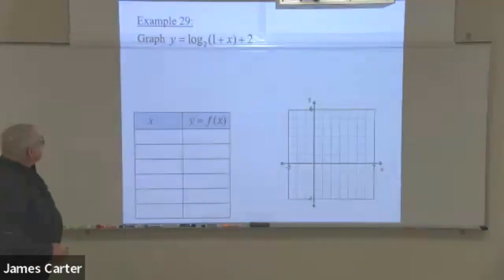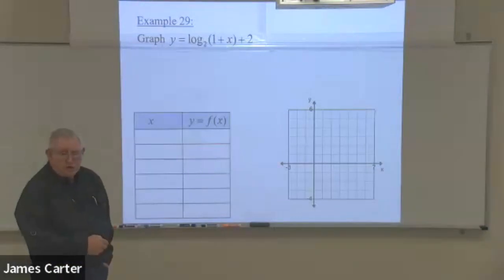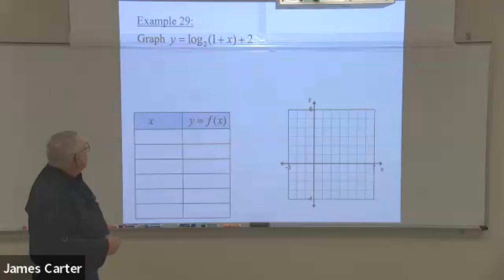Let's look at this one. This one's got a kicker in it. It's got 2 transformations in it. Okay. Instead of just dealing with the log 2 thing, we're going to shift this thing one place to the left and we're going to shift it up 2. Okay.